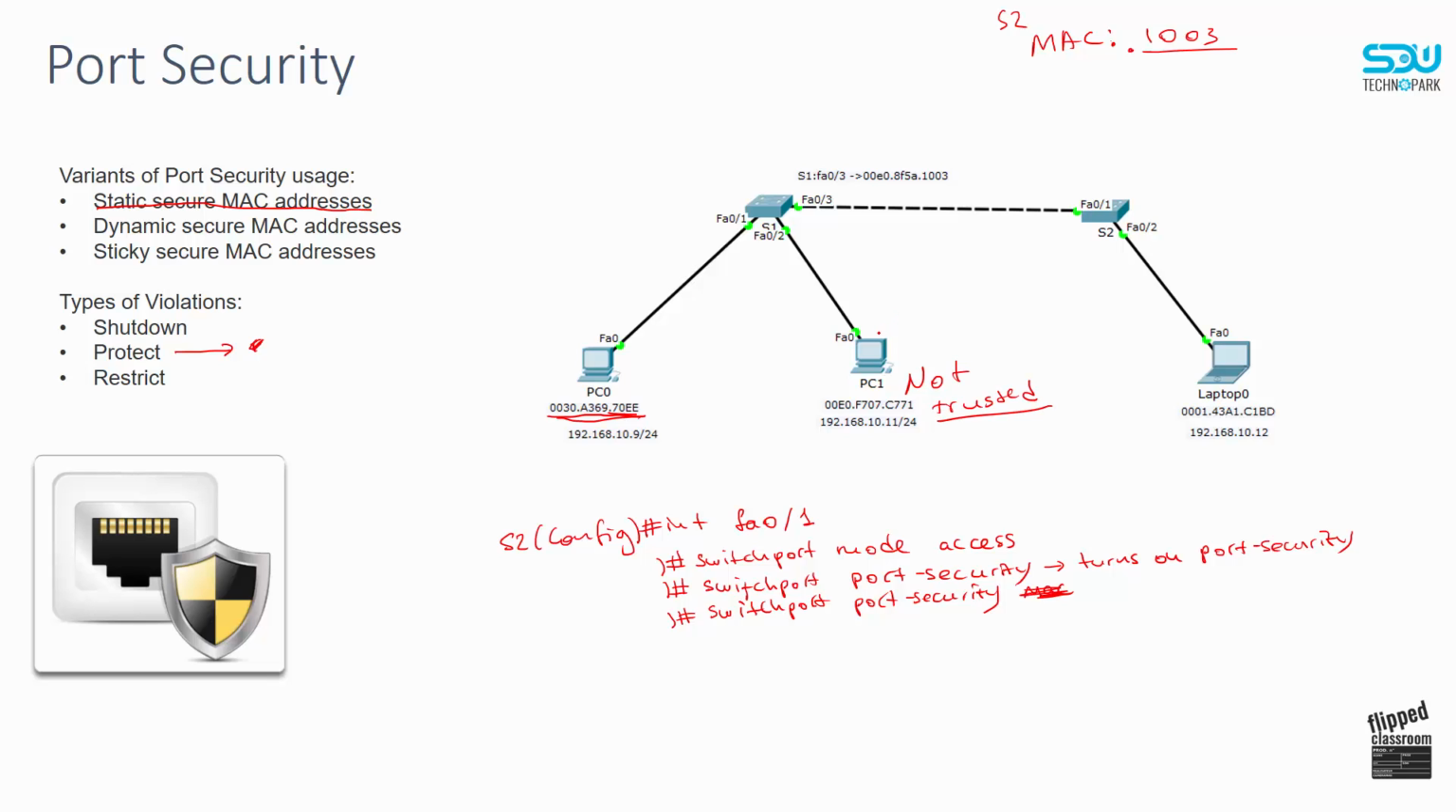And when an untrusted MAC address tries to communicate with this port, the FA01 port is just protecting the communication. It's saying that no, you cannot communicate, but when PC0 tries to communicate, it will be able to communicate at the same time when PC1 is not able to. And this is called protect mode.